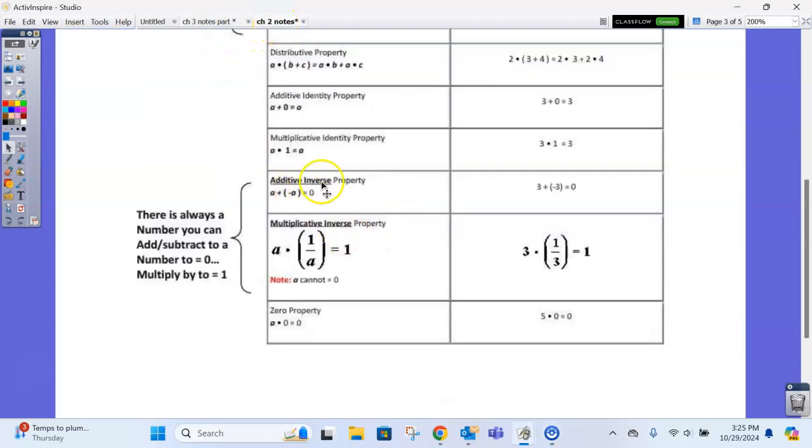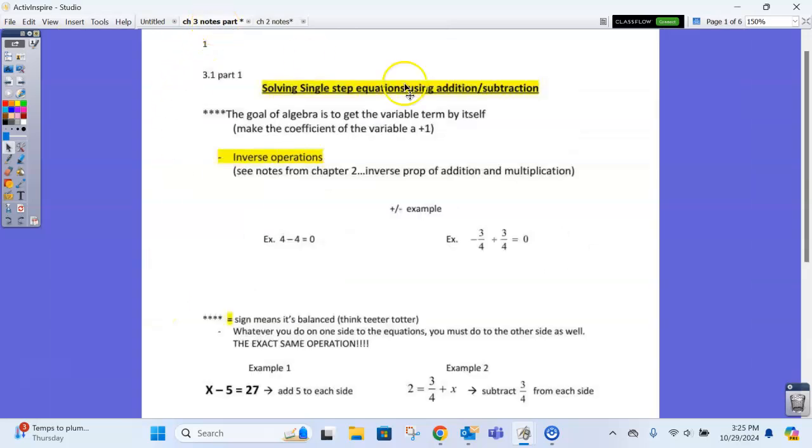Just real quick, we have an additive inverse and a multiplicative inverse, which basically states we can add a number to any other number to get it to equal 0, and we can multiply a number or divide by itself to get 1. So those are the two main concepts that you really need to be familiar with trying to solve for a variable.